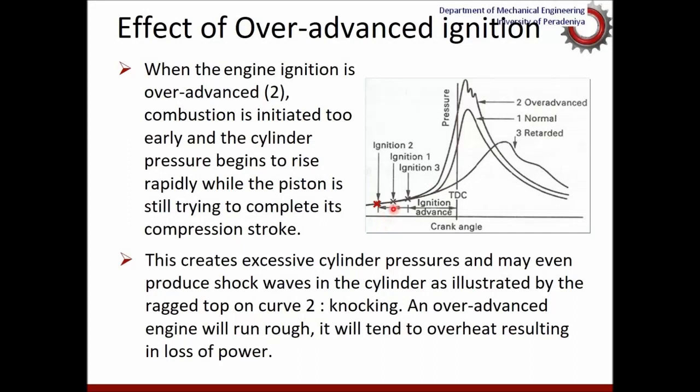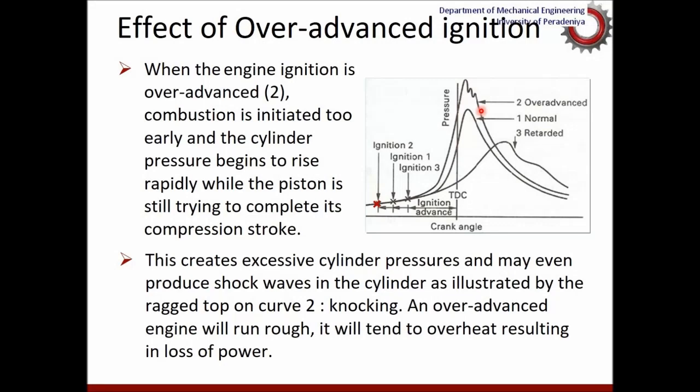So if you go for over-advanced spark timing, of course you can create large pressures, but the problem is the engine would start knocking. So that is an undesirable situation. Therefore, we can't advance timing beyond a certain value. And that is one of the reasons why I said MBT spark timing we can't always achieve in practical engines. So when you try to find MBT, then the knocking would occur.